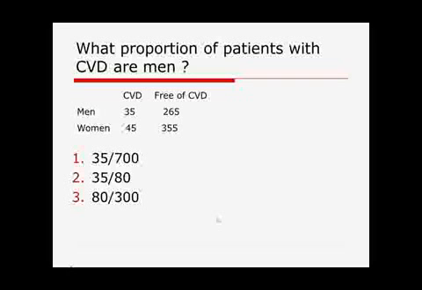Okay, good. A lot of you are getting this, which is great. So this would be 35 out of 80. So you want to look at the total number with CVD. That would be 80, the sum of the first column. And of that group, the number who are male is 35.